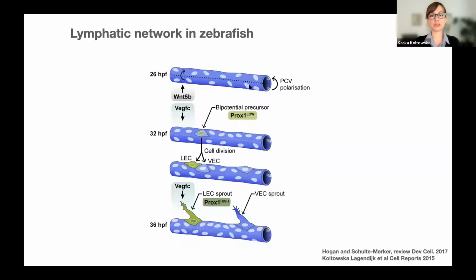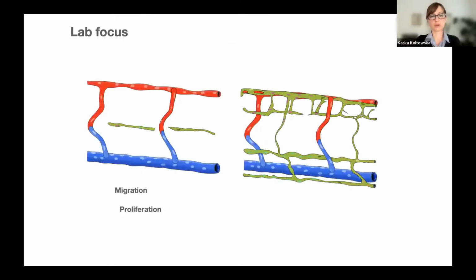We also know that these progenitors are derived from the posterior cardinal vein. They initially induce PROX1 expression, undergo a cell division event where only one daughter cell maintains high expression of PROX1, and in response to VEGFC signaling, migrates out and gives rise to the further progenitors of lymphatic vessels. So in the lab, we are very much interested in how migration of these cells is regulated. So how these cells that sit in the horizontal myoseptum migrate up and down and give rise to this big network. And other projects running in the lab concern proliferation.